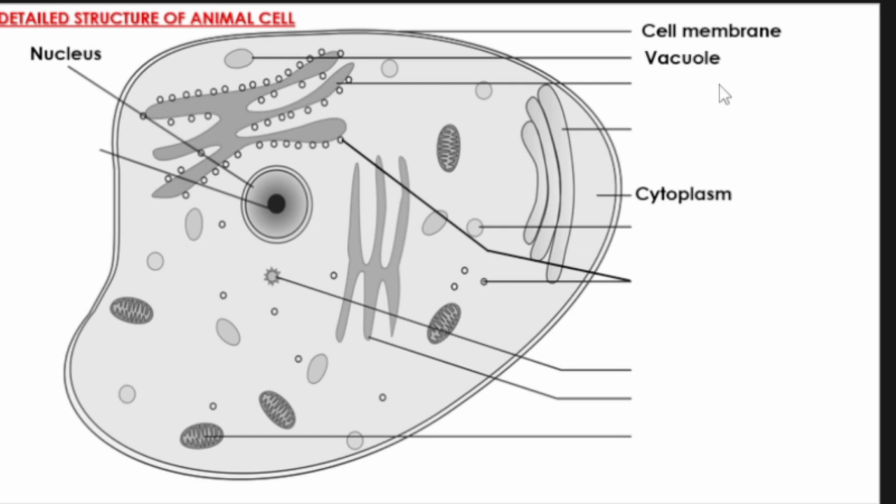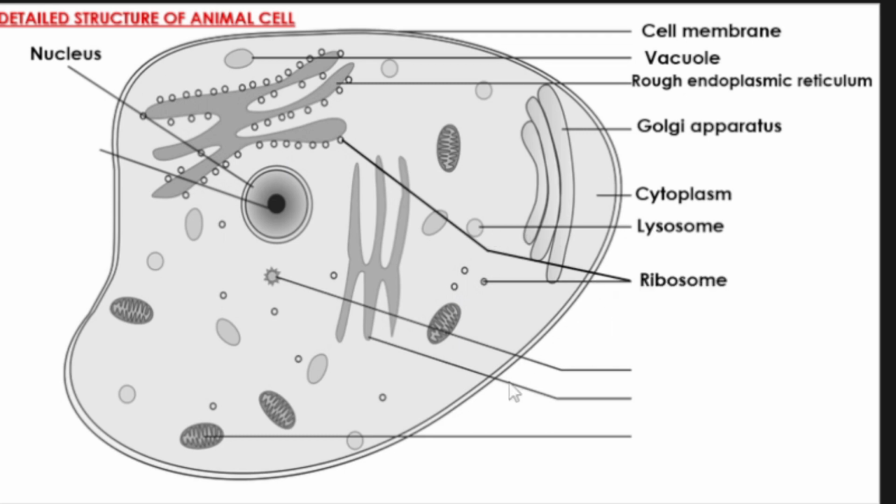Then we have this part here containing these smaller particles. It is called the rough endoplasmic reticulum. Then this part here is called the Golgi apparatus or Golgi body. Then this part here is called the lysosome. Then these smaller particles here are called ribosomes.